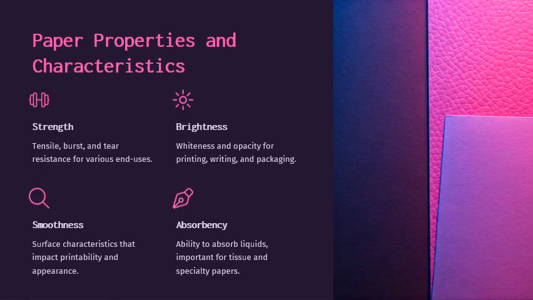So what are the paper properties and characteristics? Strength: tensile, burst and tear resistance for various end uses. Brightness: whiteness and opacity for printing, writing and packaging. Smoothness: surface characteristics that impact printability and appearance. And we have absorbency, the ability to absorb liquids, important for tissue and specialty papers.